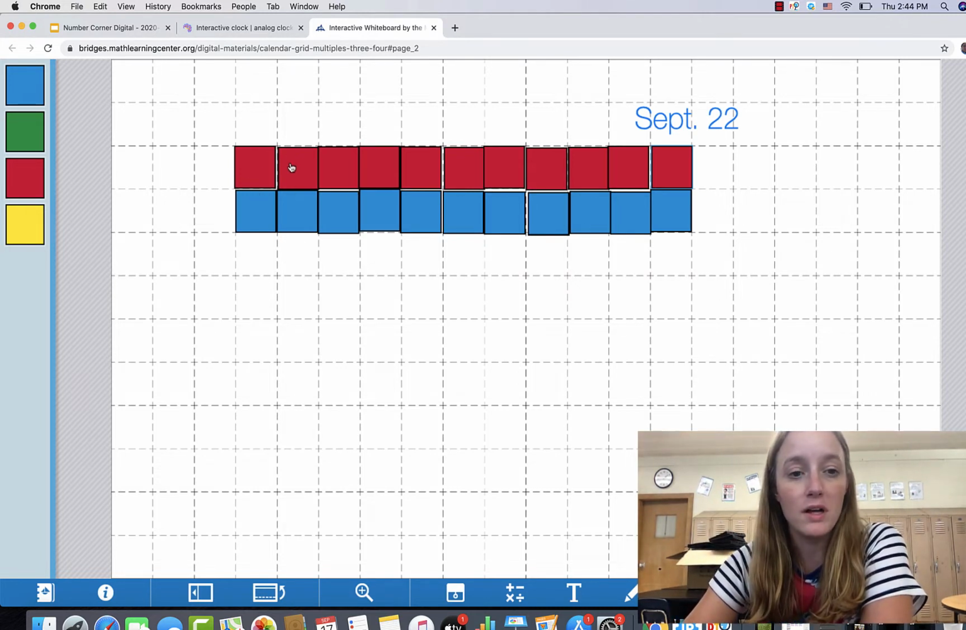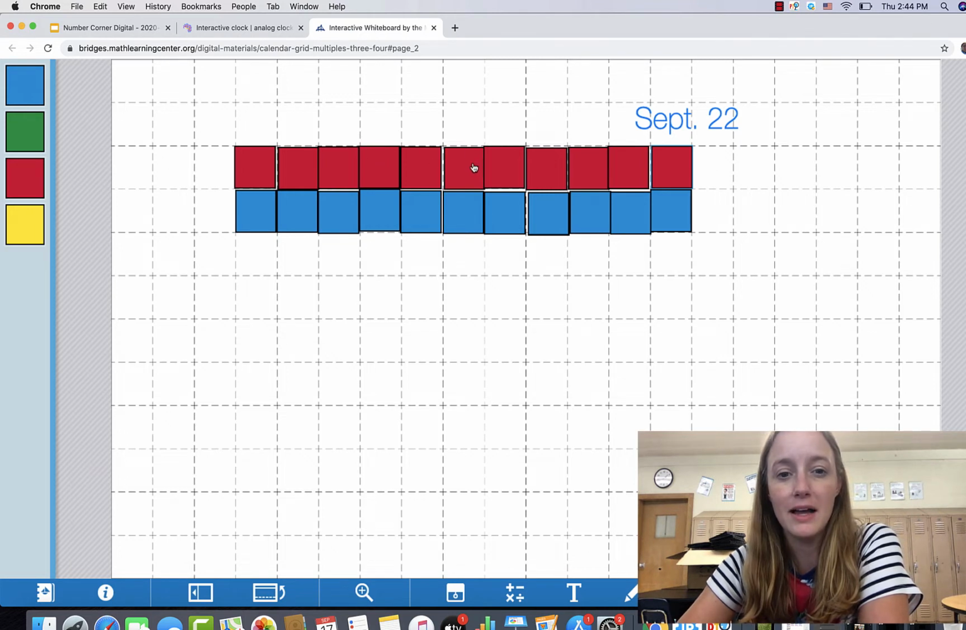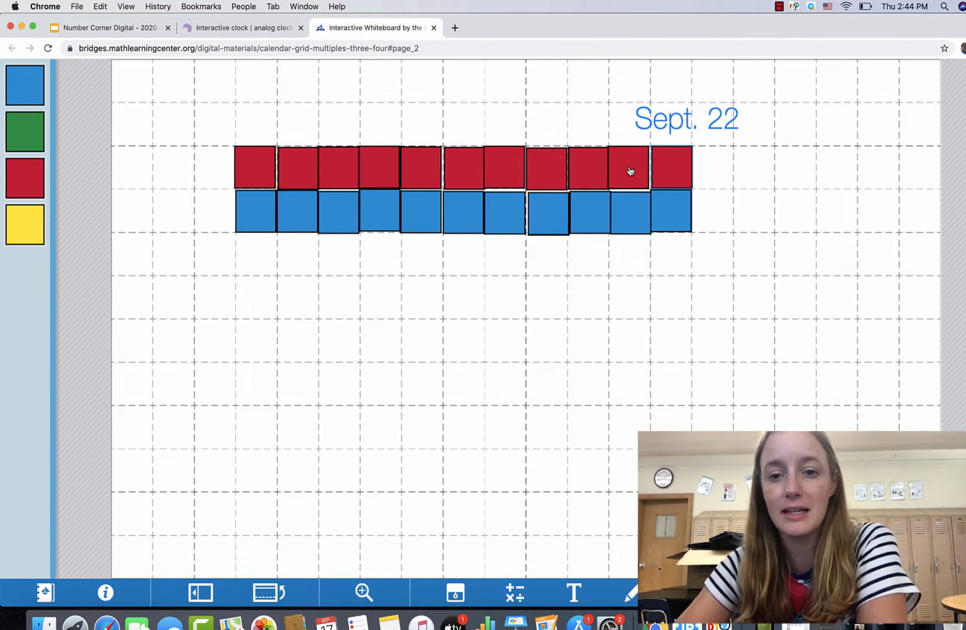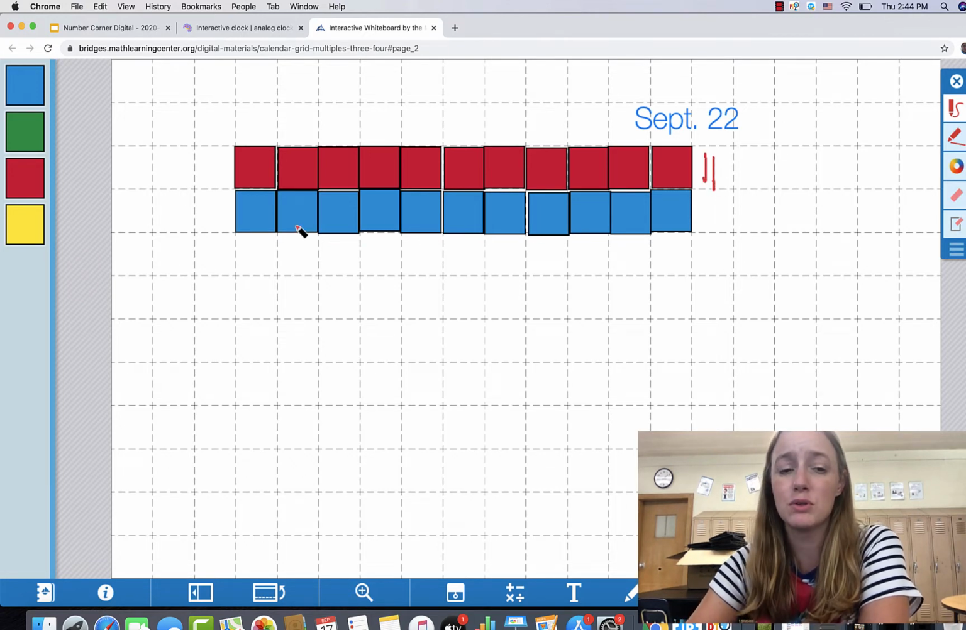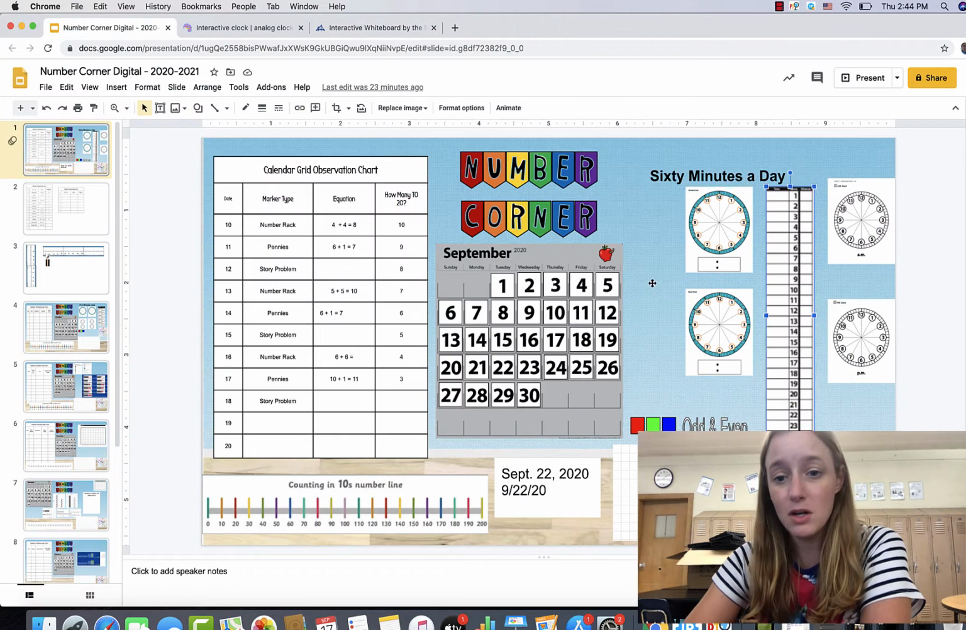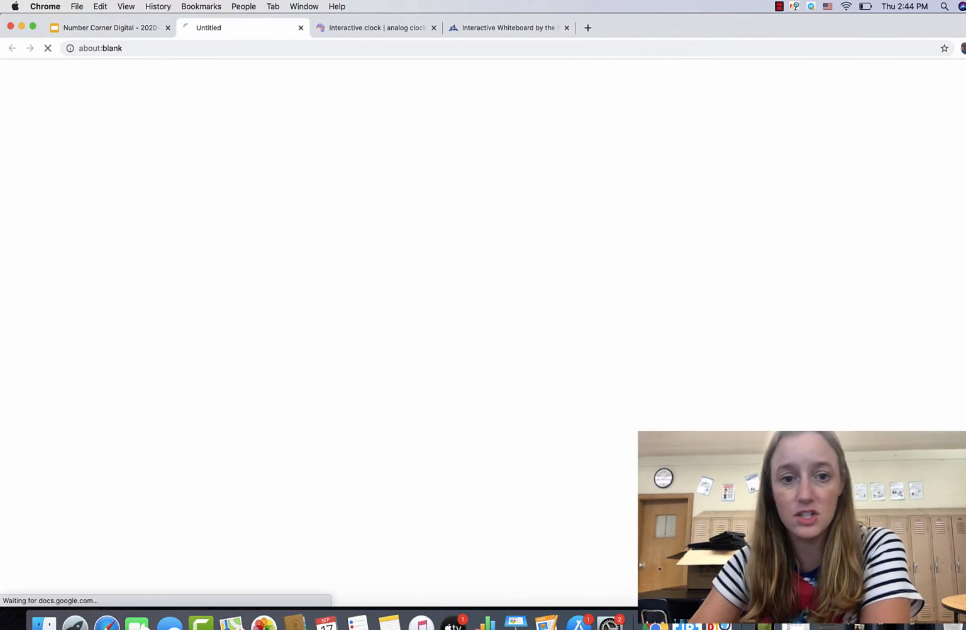Let's count 1, 2, 3, 4, 5, 6, 7, 8, 9, 10, 11. So I have 11 red, and I don't even need to count these blue, because if you look at it, it's the exact same amount. So we know that this is also going to be 11. So our problem for today is going to be 11 plus 11 equals 22. So I'm going to go ahead and fill it out on our odd and even chart.